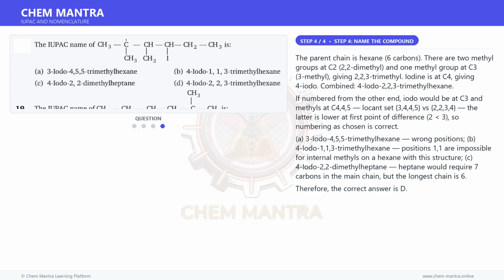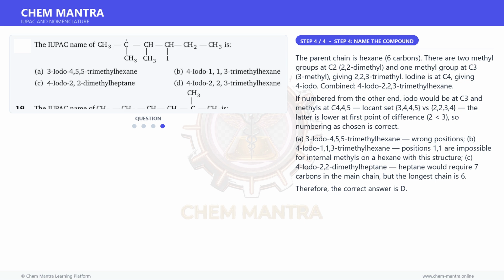And for the final step, the parent chain is hexane, 6 carbons. There are 2 methyl groups at C2, 2,2-dimethyl, and 1 methyl group at C3, 3-methyl, giving 2,2,3-trimethyl. Iodine is at C4 giving 4-iodo. Combined: 4-iodo-2,2,3-trimethylhexane.